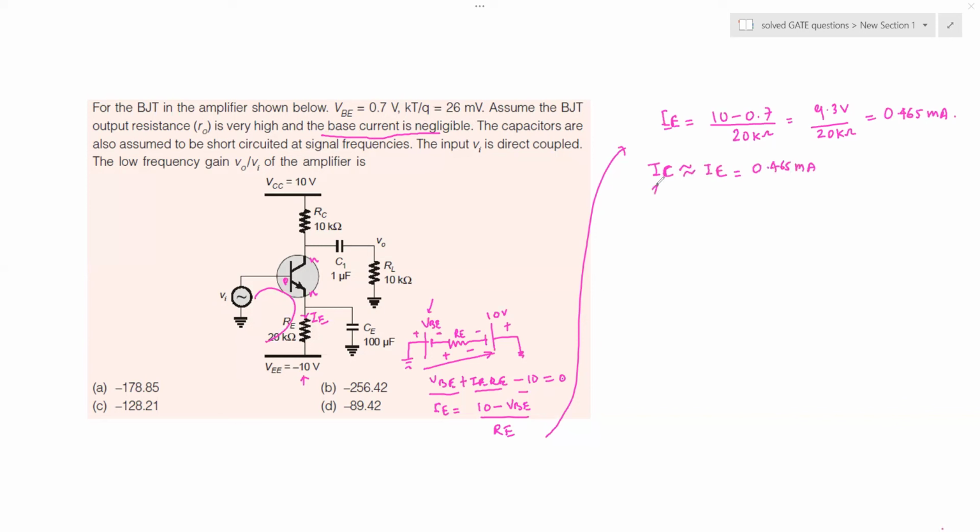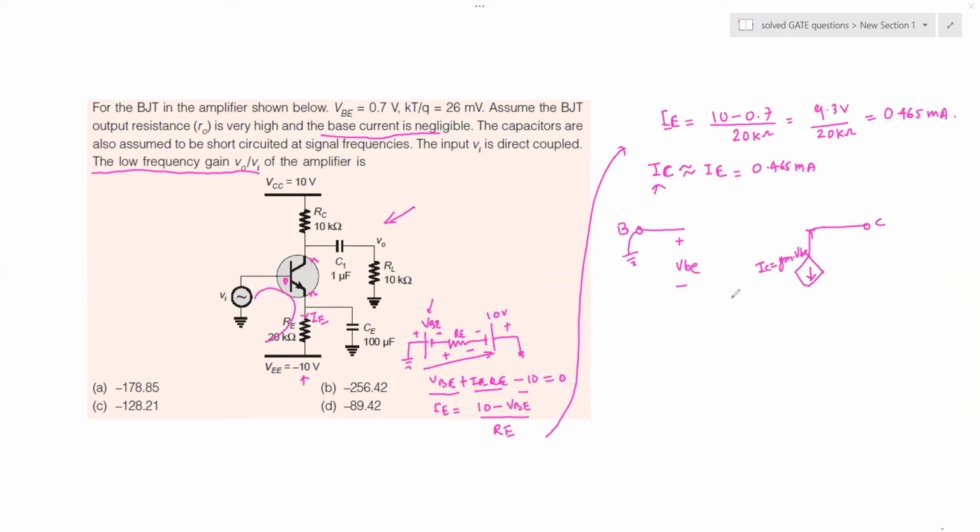Now why do we need a value of IC? Because we have to draw the small signal model of this circuit, because we are asked to calculate the low frequency gain of this amplifier. So the small signal model will be drawn like this. This is your base pin, which is connected to the ground. Here is your collector pin, and from the collector you have this dependent current source, which represents the collector current IC, which is equal to GM times VBE, where VBE is this voltage.